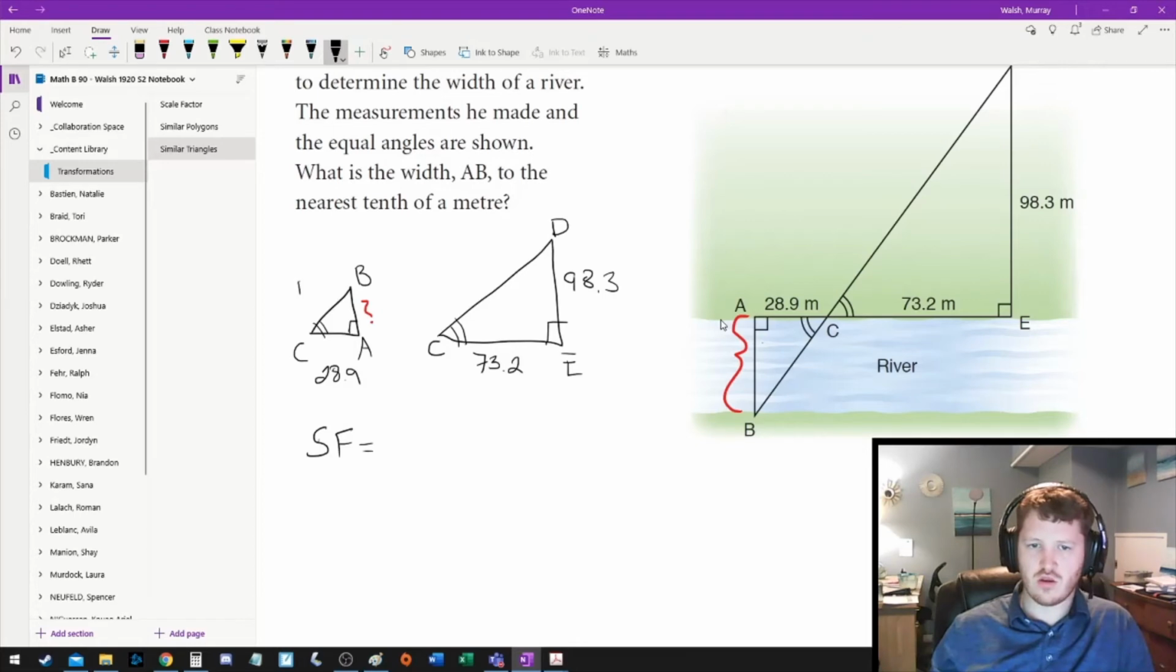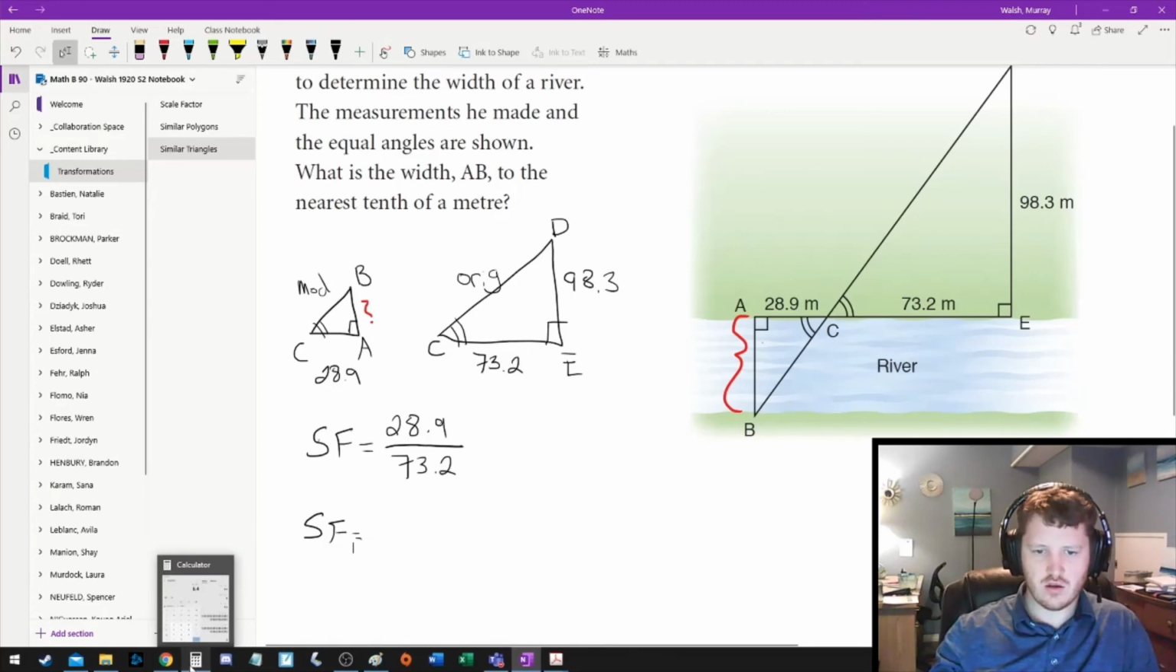Let's call this one our model and this one our original. It is up to you, but calling model the one we need more information on will make the math easier. So first, to find our scale factor, 28.9 divided by 73.2. I want to choose to compare corresponding sides where we have both so that we can find our scale factor.